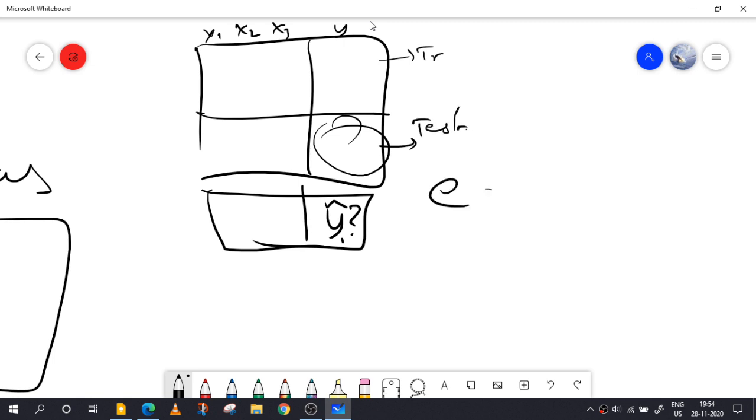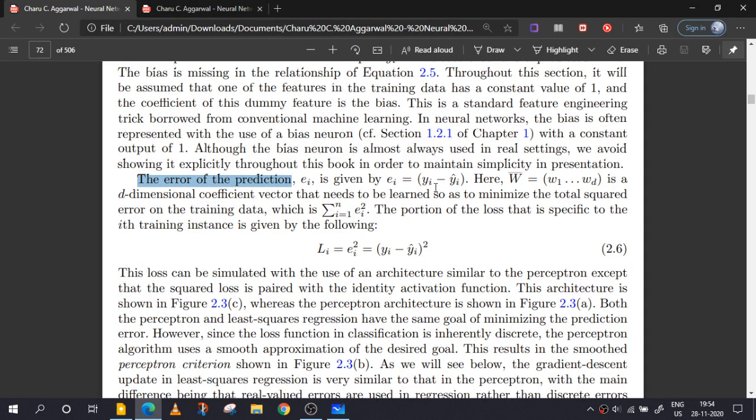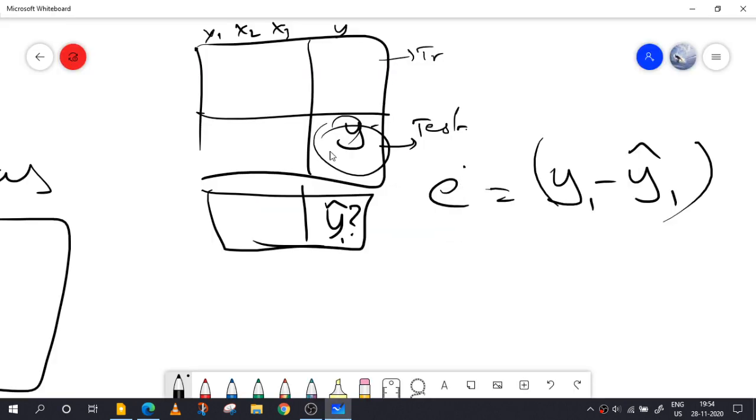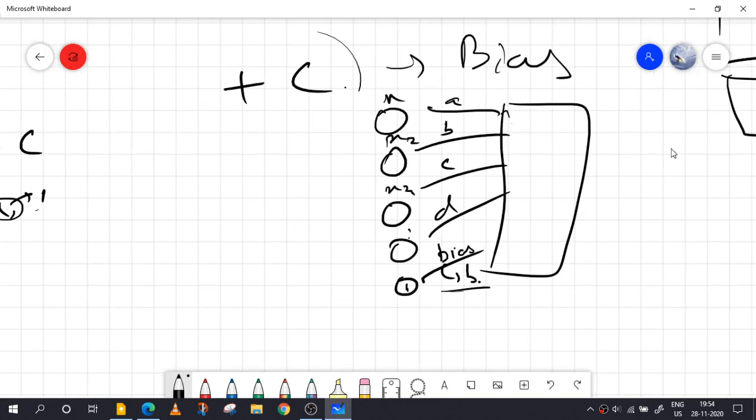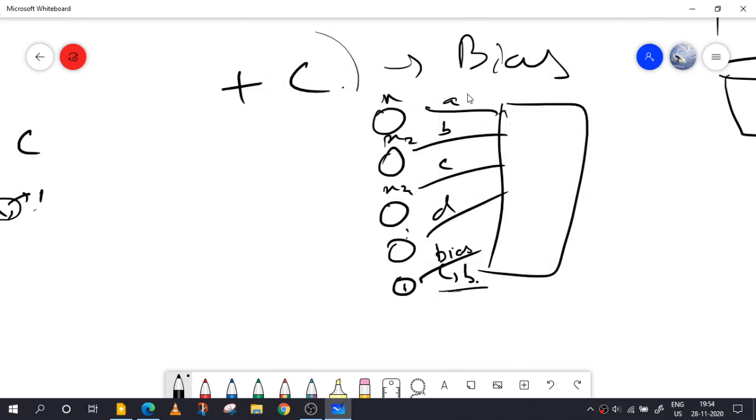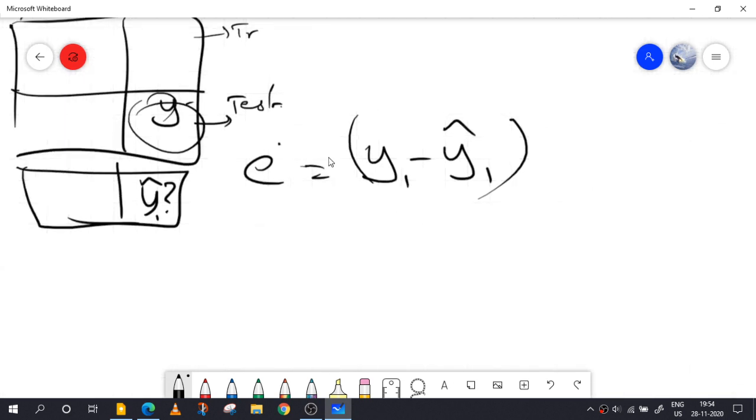The error is going to be what the actual value is, which is y, minus what the predicted value is. Here, w bar is equal to w1 through wd, the d-dimensional coefficient vector that needs to be learned so as to minimize the total error. So your goal is to find the appropriate weights such that the square of this error, (y minus y hat) squared, is minimum.